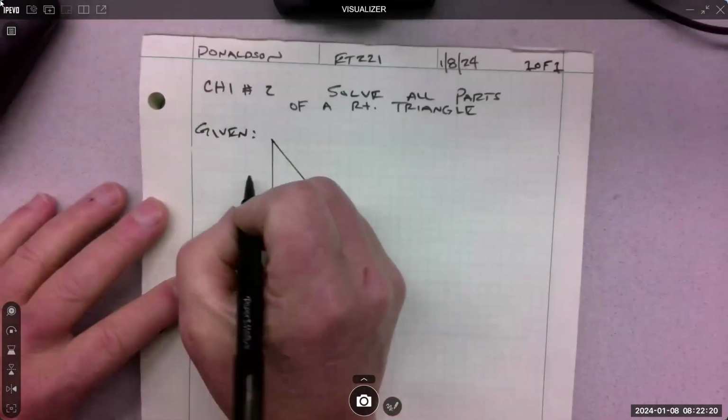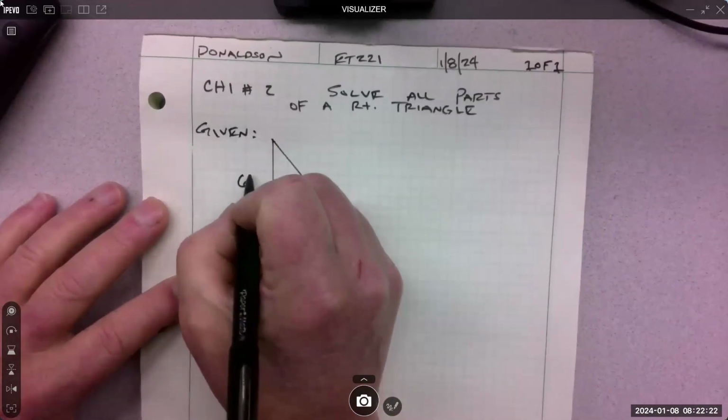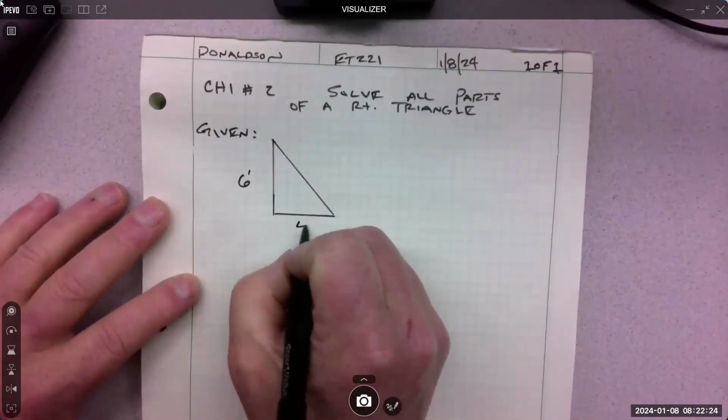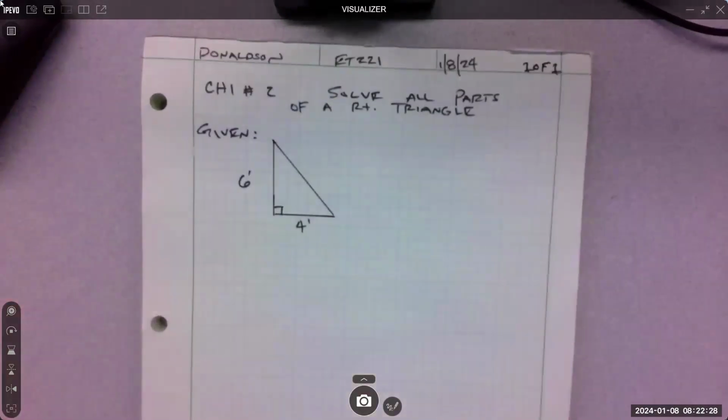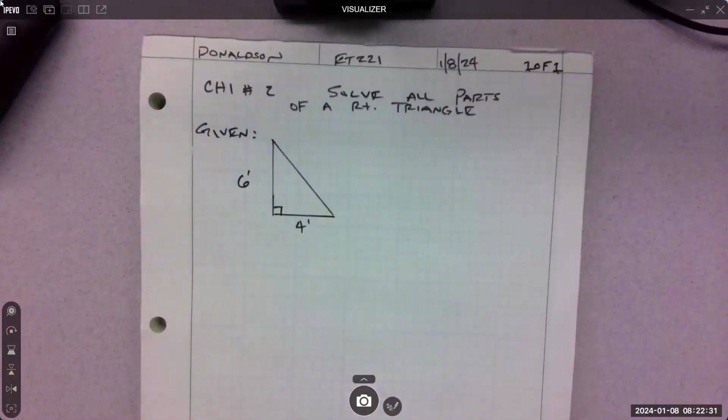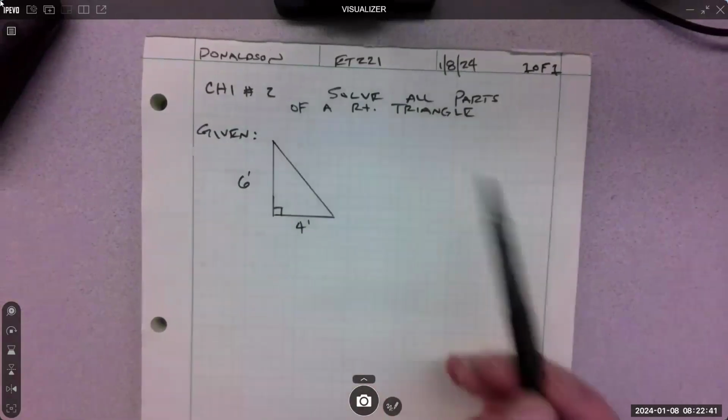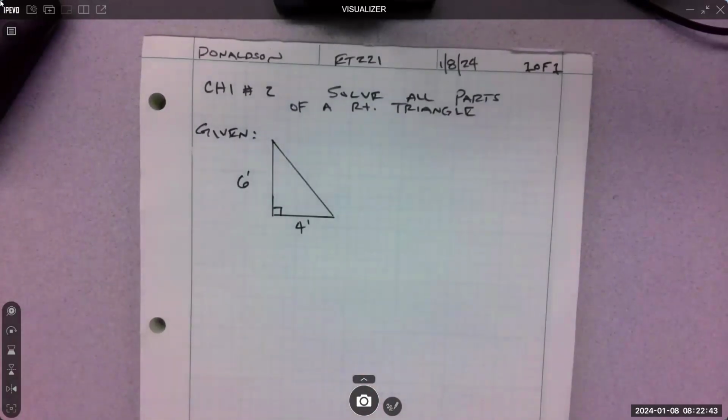So now I'm going to write, this is 6 feet. And this is 4 feet. And this is a right triangle, which means what? It means there's a 90 in there somewhere, right? A right triangle has 90 degrees in it. All right, so then this is saying just solve all parts to this triangle, right? So we need to label the triangle.